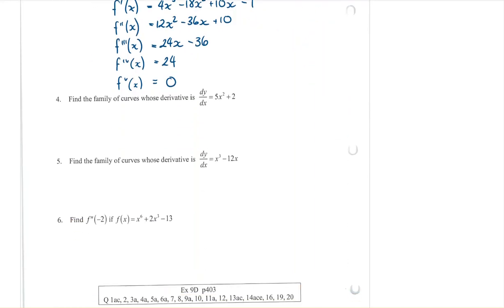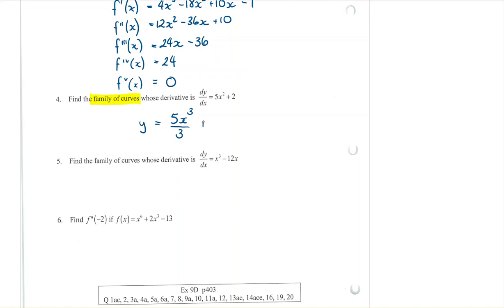Question 4. Find the family of curves. Remember I mentioned that. Family of curves whose derivative is dy over dx equals 5x squared plus 2. This is where we want to reverse our differentiating process. So from the derivative, I'm going backwards to find the y equation. Now my first term is 5x squared. The 5 is going to sit there. The x term, you add 1 to the power, so it becomes a 3, and you divide by that power, so 3 goes on the bottom. Okay, that is how we reverse it.